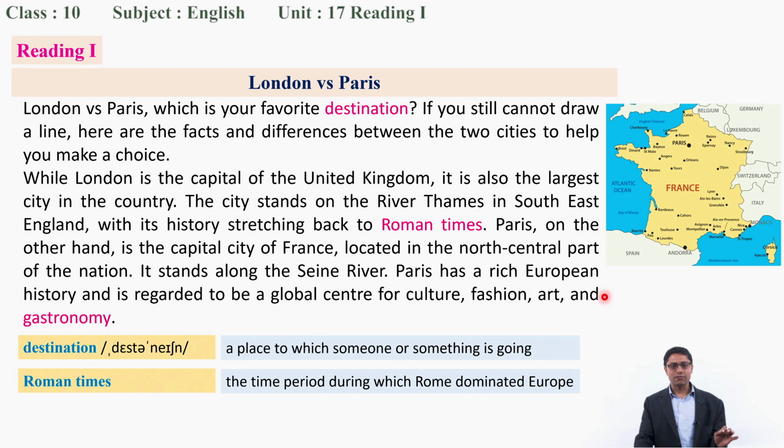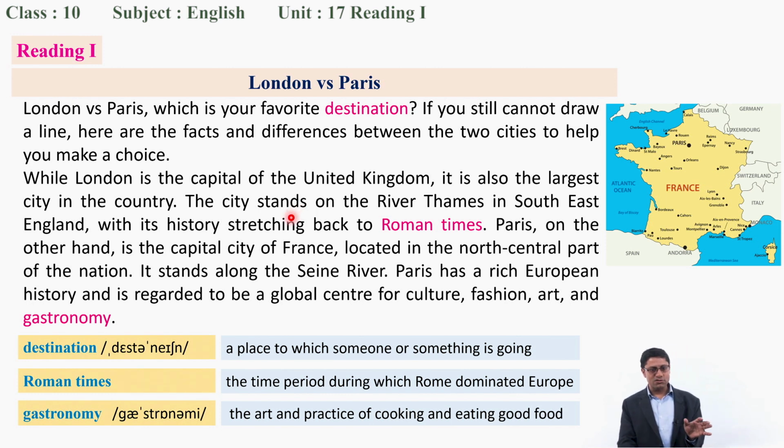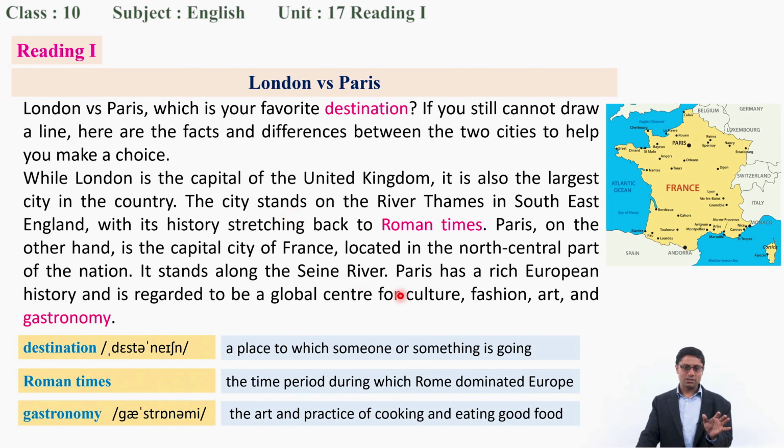Okay. Paris has a rich European history and is regarded to be the global center, means center of the world, for culture, fashion, art, and gastronomy. Gastronomy means it's the art and practice of cooking and eating good food. So in this way, dear students, both the cities are capital cities, and we also learned their location, and we also learned what Paris is famous for, what's the history of London we discussed.